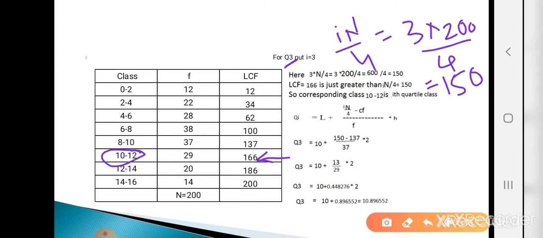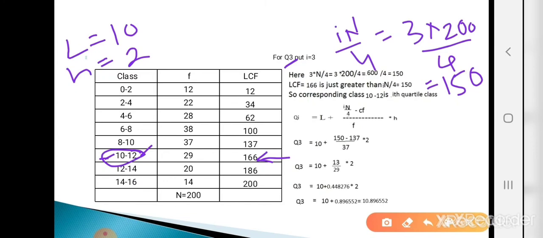So the third quartile class is 10 to 12. L is the lower limit of the quartile class, so the lower limit is 10. H is the class width of the quartile class. How to calculate the class width? Upper limit minus lower limit. So 12 minus 10, that is 2.